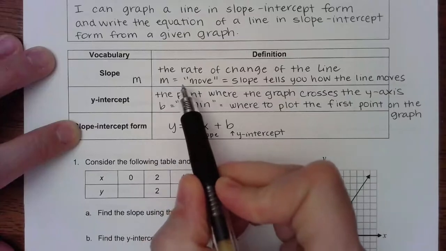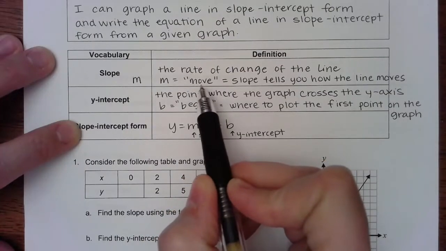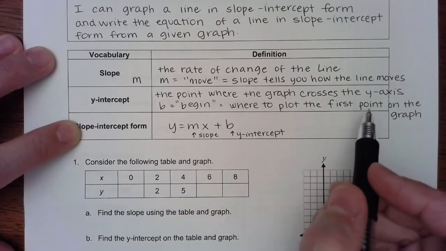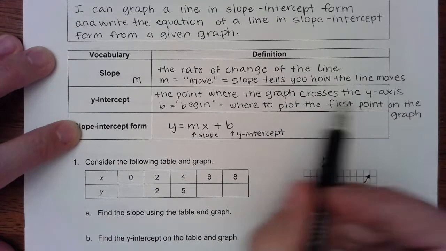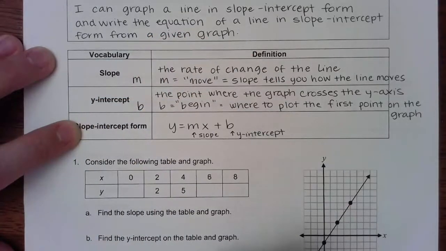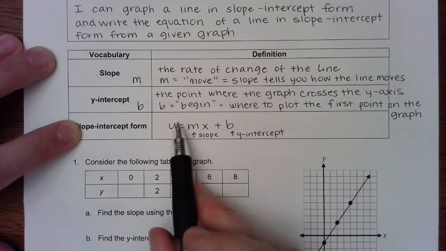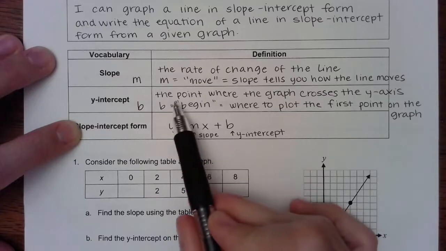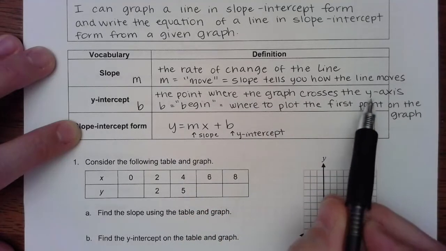And you can try to remember that by remembering that slope tells you how the line moves. So slope's going to tell us whether we go up or whether we go down, and then how many we go to the right. The Y-intercept is the other letter in slope-intercept form, and so that's the b. So in slope-intercept form, y equals mx plus b, the b tells you where the graph begins. The Y-intercept is the point where the graph crosses the y-axis.